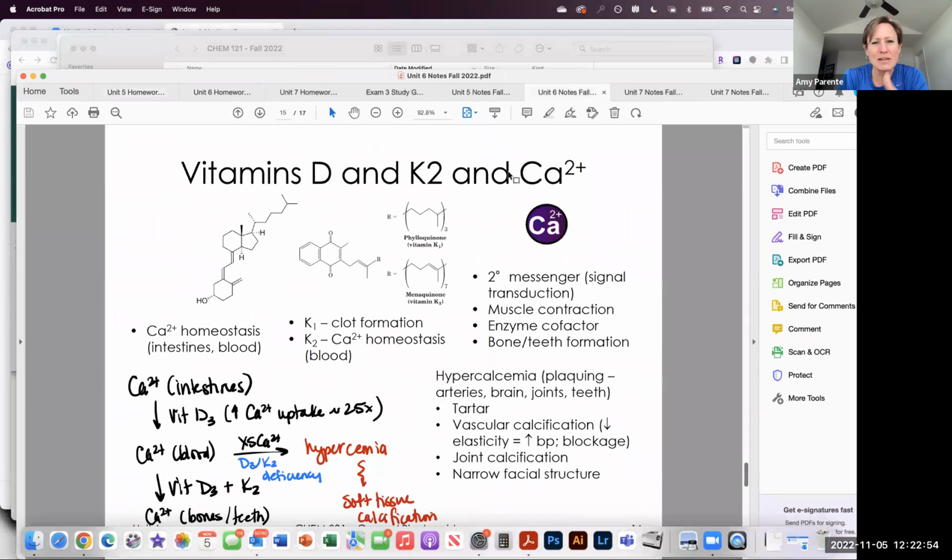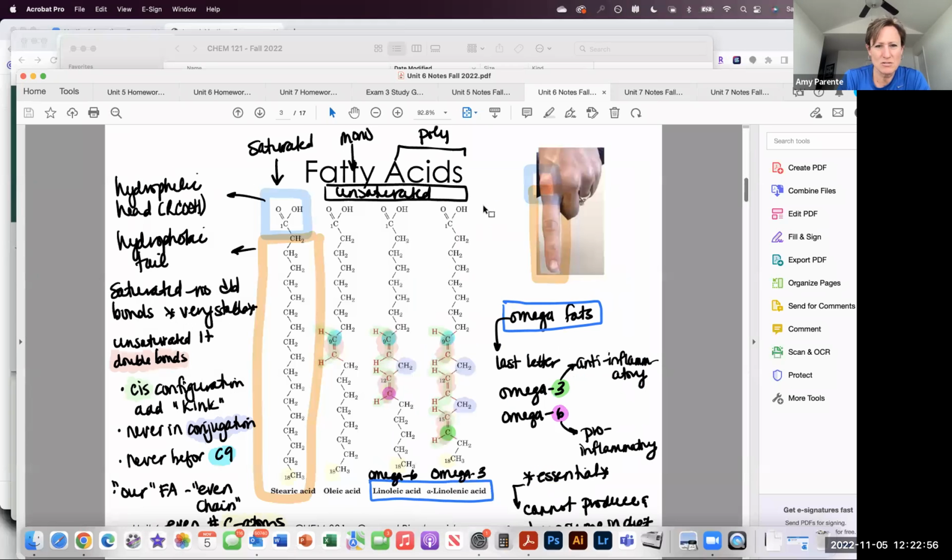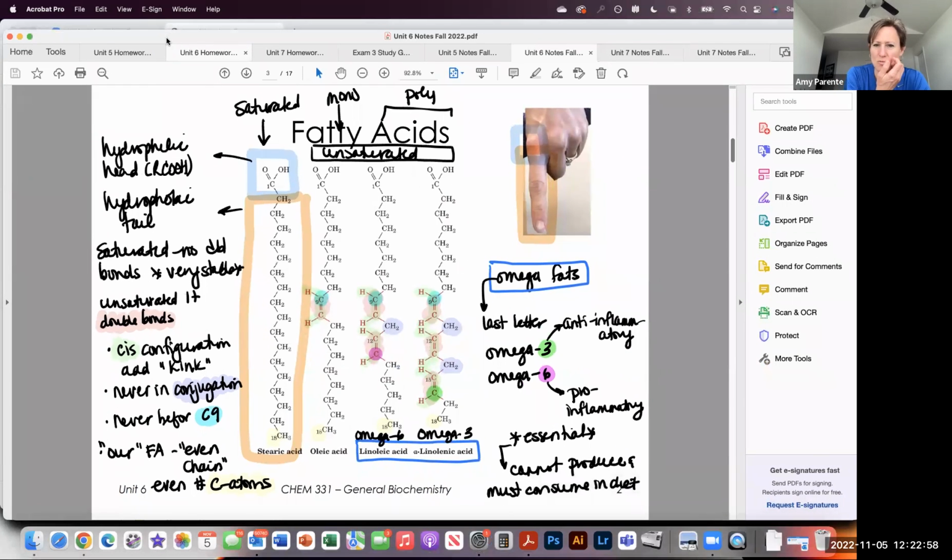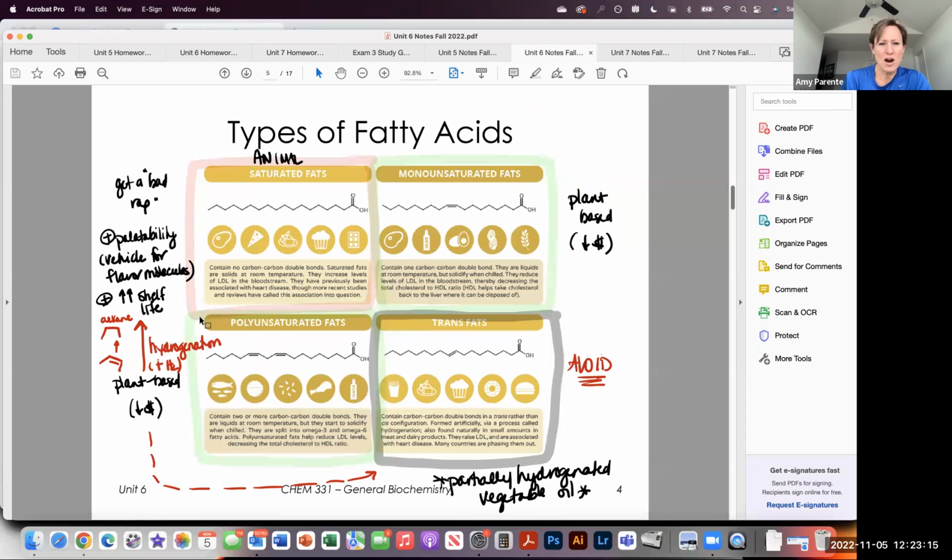Let's look at lipids. Just going to flip through my notes real quick, make sure there's not anything that I want to make sure we talk about that we didn't. We didn't specifically talk about this, but know these distinctions for how we don't ever have double bonds in conjugation. They're always cis, never before carbon 9, and we always see an even number of carbon atoms for our naturally occurring fatty acids. Trans fats are bad, right? We know trans fats are bad.